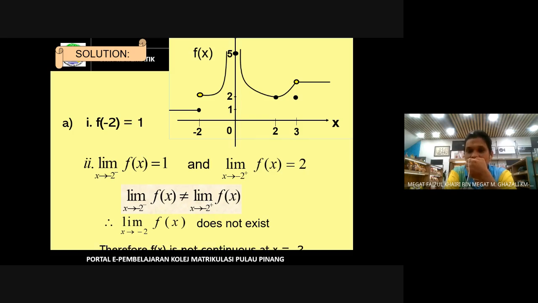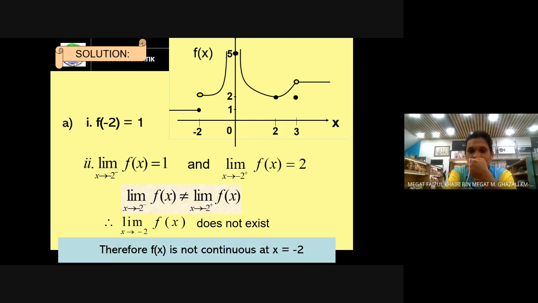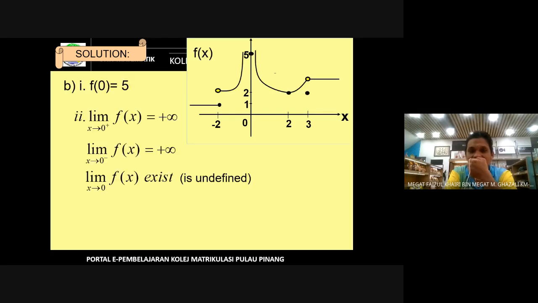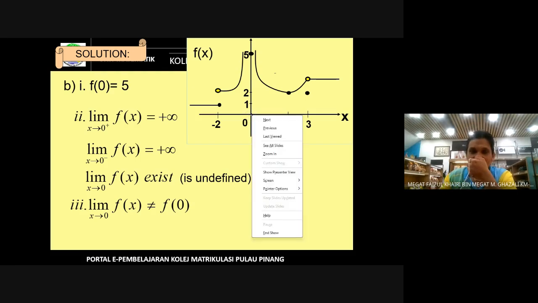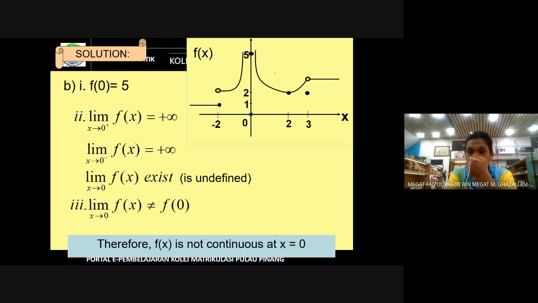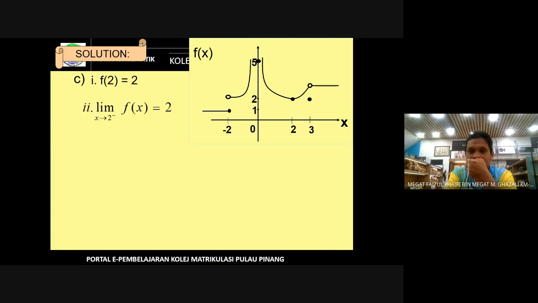Okay, class, because this our session is recorded, you don't have to worry if kalau kamu tertinggal, kamu boleh tengok balik kemudian nanti. Okay, when x equal to 0, it is undefined. When x is exactly equal to 0, there's no value of y. So then this is called not continuous.